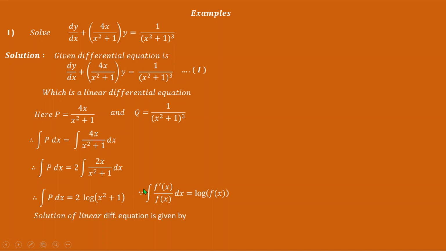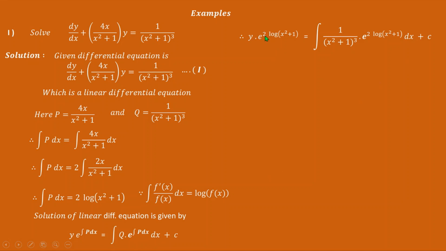Now solution of linear differential equation. As this differential equation is linear, its solution is given by y e raised to integration p dx is equal to integration q into e raised to integration p dx plus c. Now put the value of integration p dx here, so we get y e raised to 2 log of x square plus 1 is equal to integration value of q, which is 1 upon x square plus 1 bracket cube, into e raised to integration p dx means e raised to 2 log of x square plus 1 dx plus c.